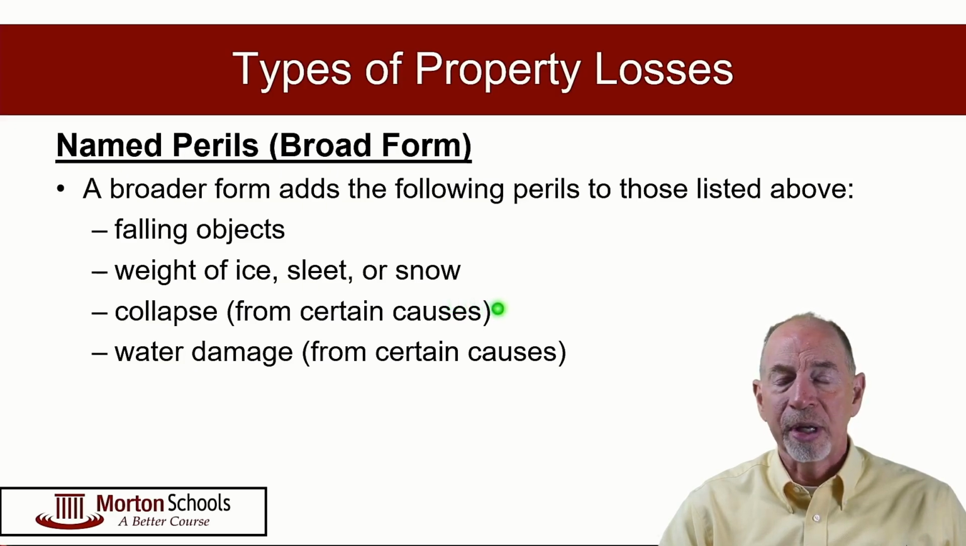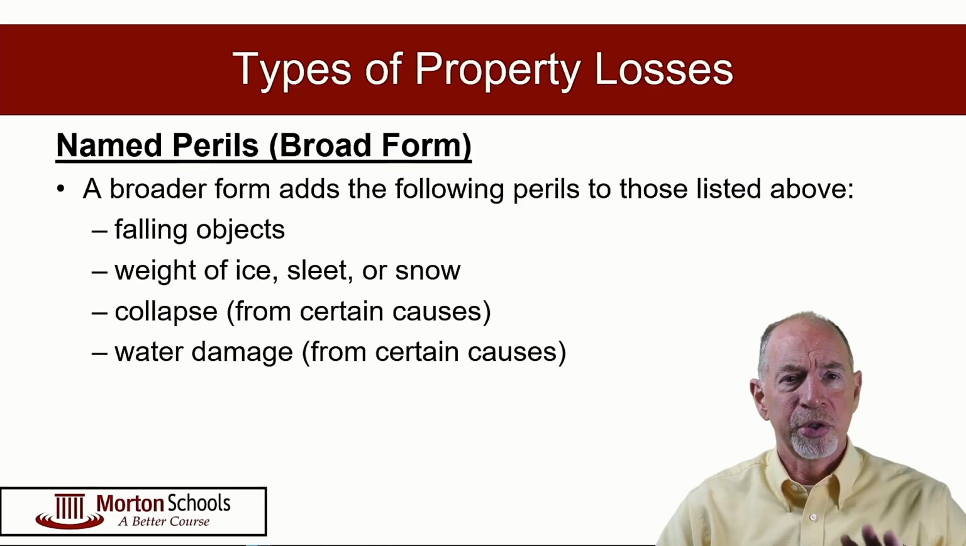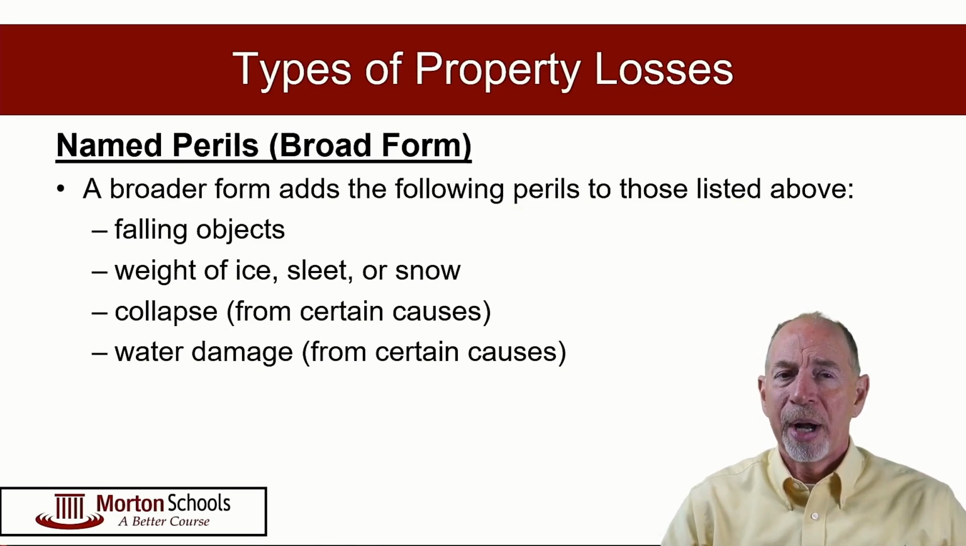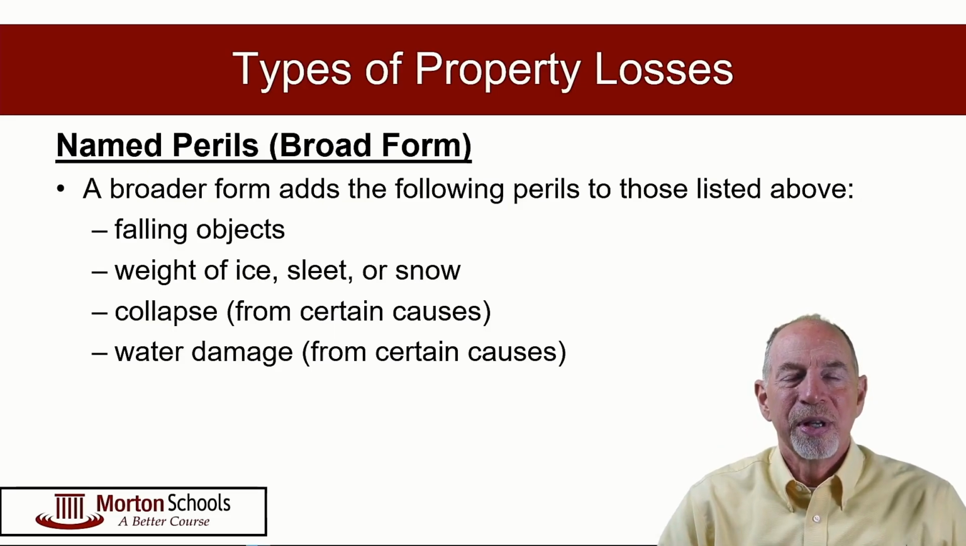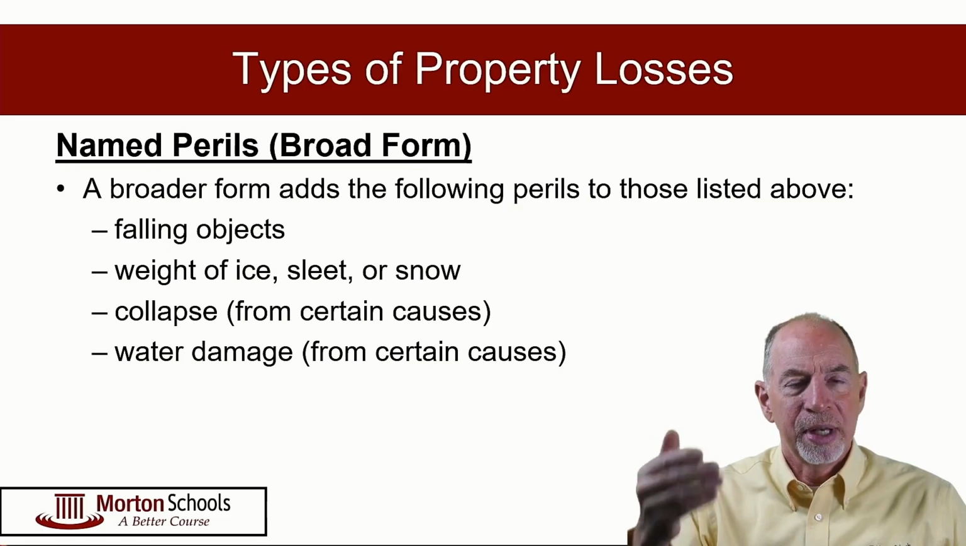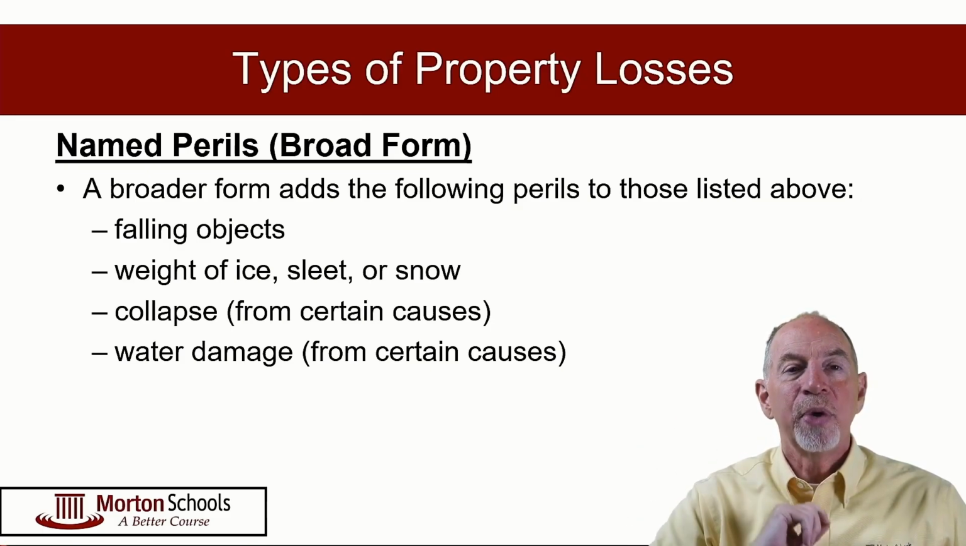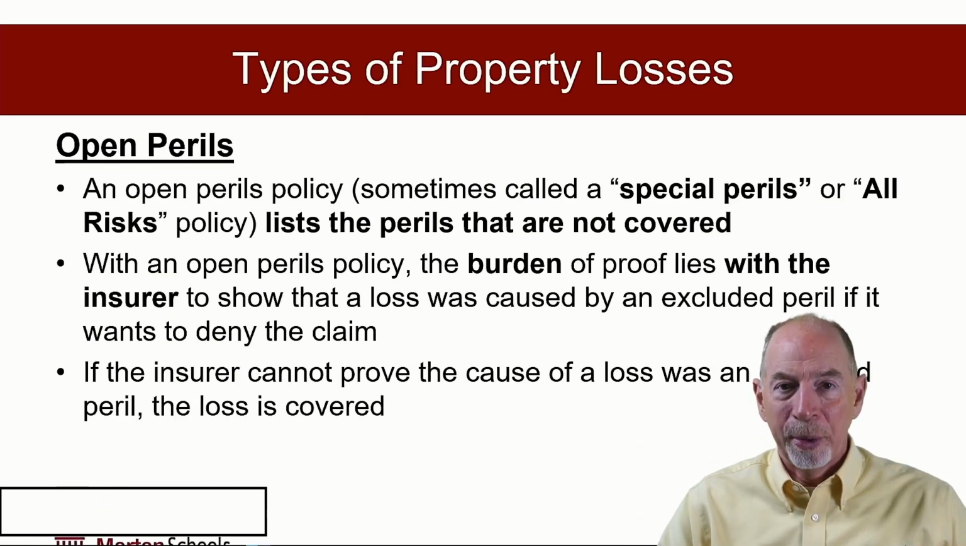The roof collapsing, well, it's collapse from certain causes, like, for example, weight of ice, sleet, or snow. And water damage only under certain circumstances, but close enough for you to remember those 4 items that would be added to the basic list to make it now named broad. Then we go on to the open perils.